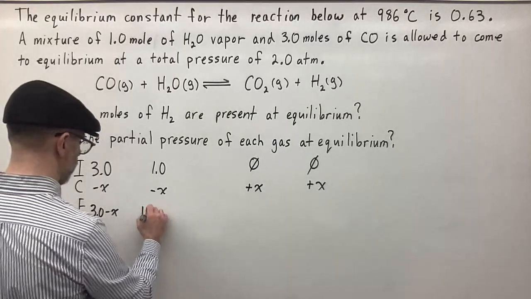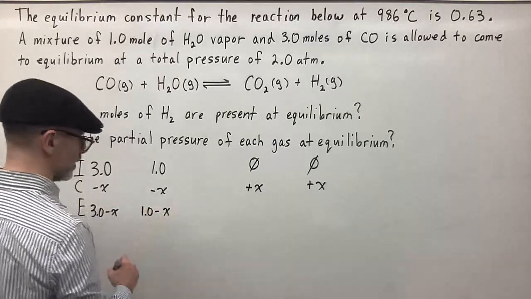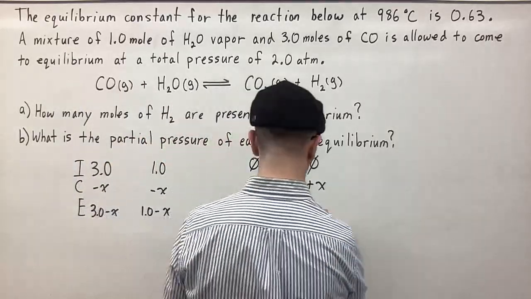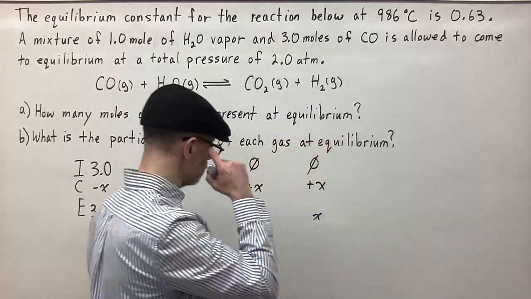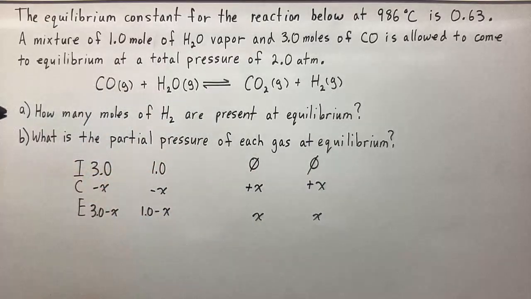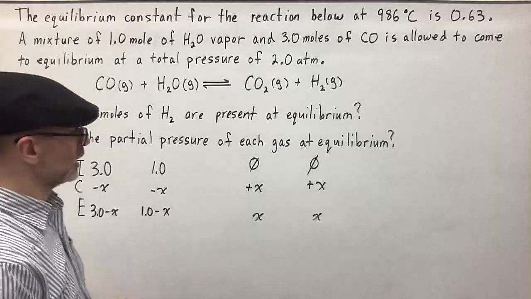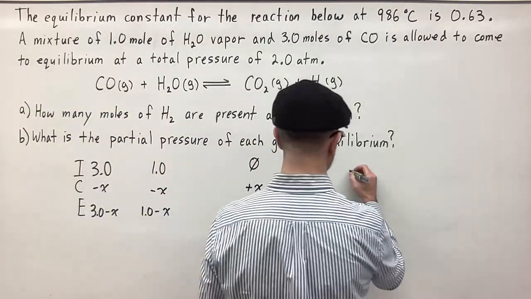Here we're going to have 1.0 minus x. And again, here we're just going to have x and x. All right, so now we go ahead and put this into our K expression, our equilibrium constant expression.